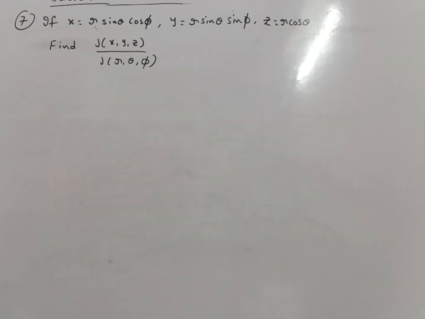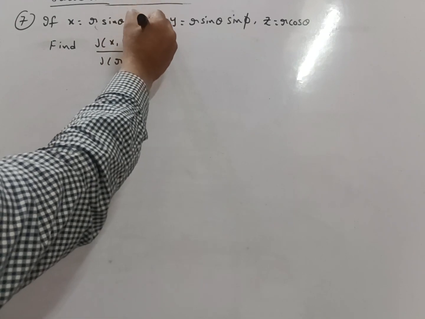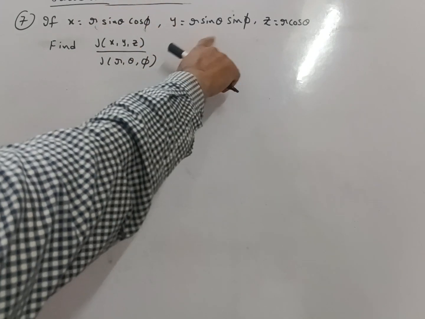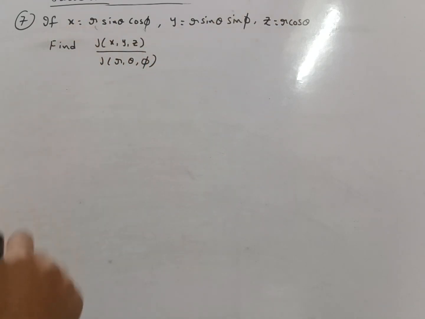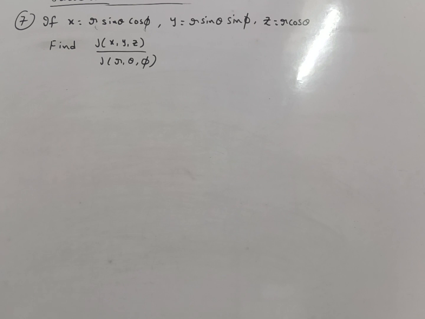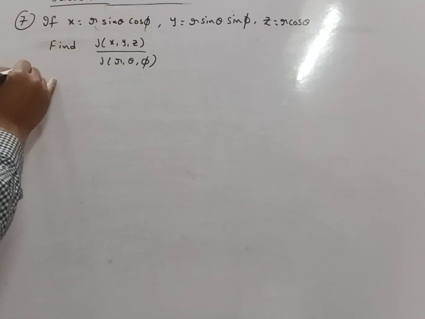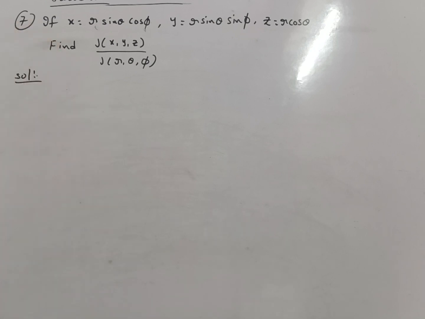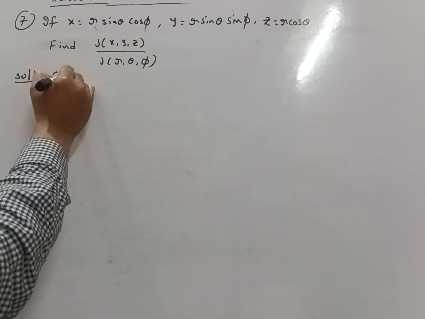Next, if x is equal to r sine theta cos phi, y is equal to r sine theta sine phi, z is equal to r cos theta, so we have to find dou of x comma y comma z by dou of r comma theta comma phi. Okay, ma? So this is the x, y, z in r theta phi he gave here, correct? Jacobian for three variables, ma. Jacobian for three variables. So what he gave here, this is a little bit lengthy problem.